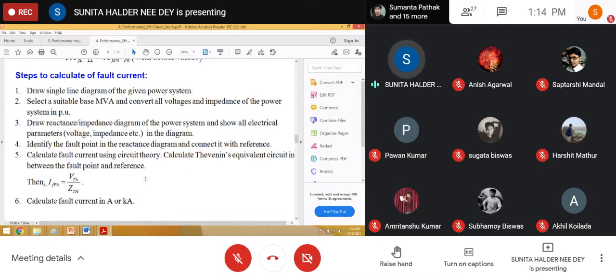Now you calculate using circuit theory. When you have converted the system into per unit, you will calculate the fault current in per unit. But finally you should calculate the fault current in ampere or kiloampere. That should be the final stage.